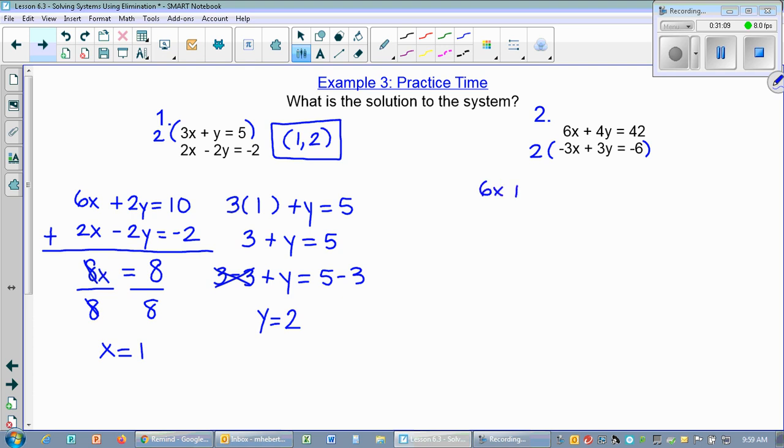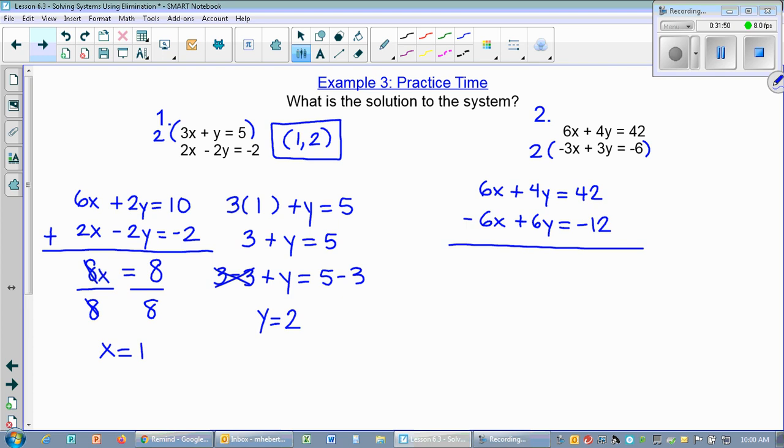So 6x plus 4y is equal to 42. I will now distribute and multiply the 2 times every value on the bottom equation. So 2 times negative 3x makes negative 6x. 2 times 3y makes a positive 6y. And 2 times negative 6 makes a negative 12. So now the coefficients of my x's are the same, so they meet the first qualification for both methods, which means they have to have the same coefficient, and they have the same coefficient of 6.